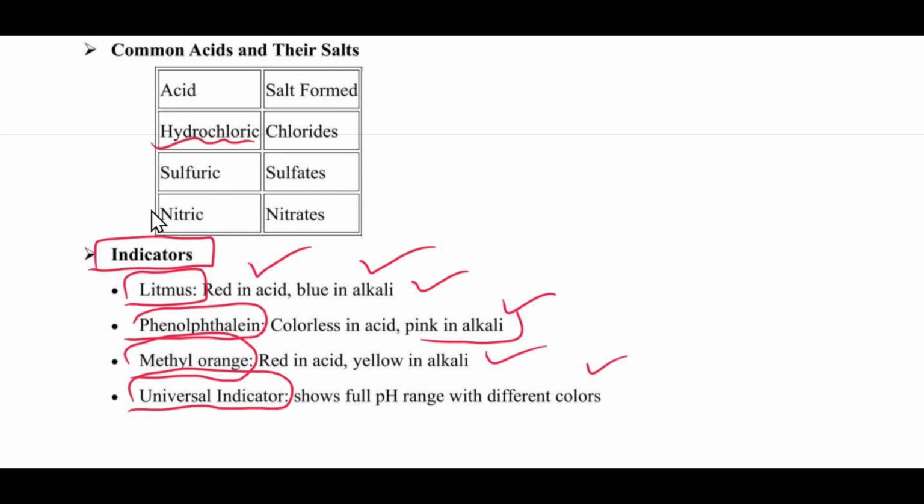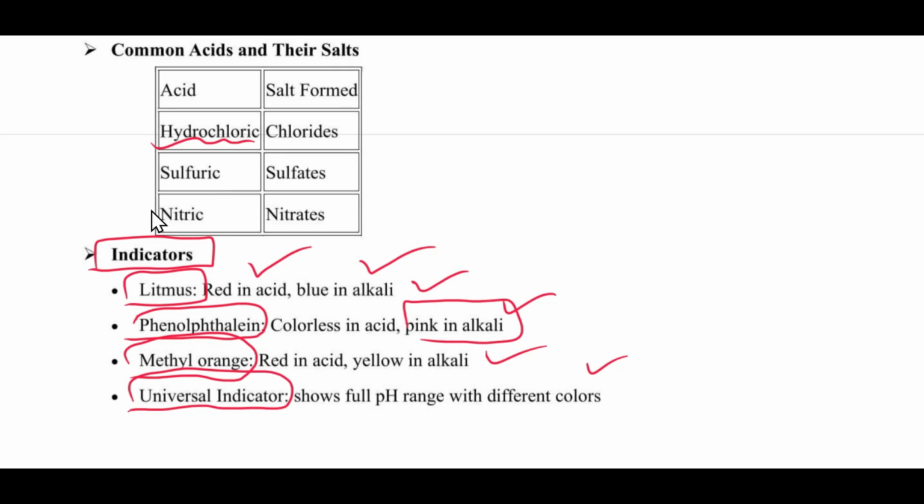Whereas in alkali, the color will always be pink. So if the color of the phenolphthalein changed to pink, it means the solution is actually an alkaline solution. Another important indicator is methyl orange, and many questions related to methyl orange already came in the exam, in the 2023 and 2024 papers, in which they ask you about the color of methyl orange in acidic solution.